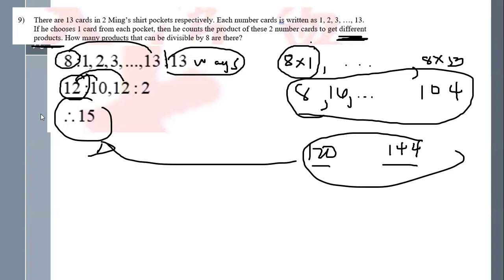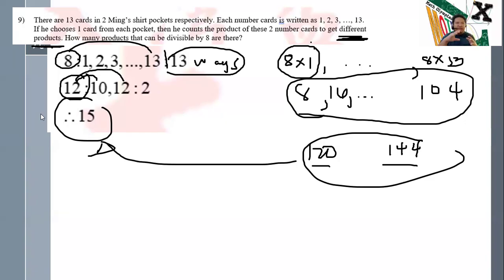If you already choose one card 8, then there's another 8, right? Yes, 64. You can have another 64, 8 times 8. But the point is different products, again. So basically, we're trying to find all the possible multiples of 8 that we can create if you have 1 to 13 and 1 to 13, paired up. So we have all the multiples of 8 from 1 to 13: 8, 16, 24, 32 until 104.